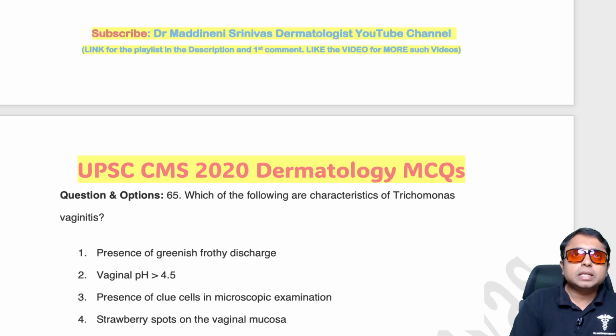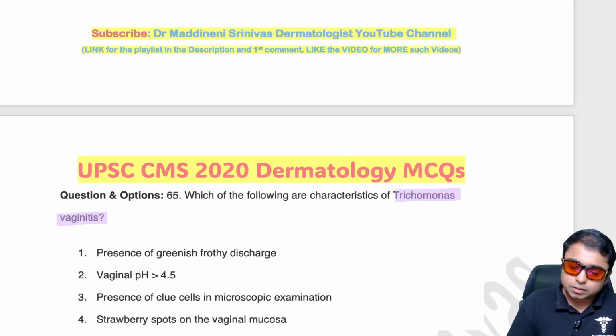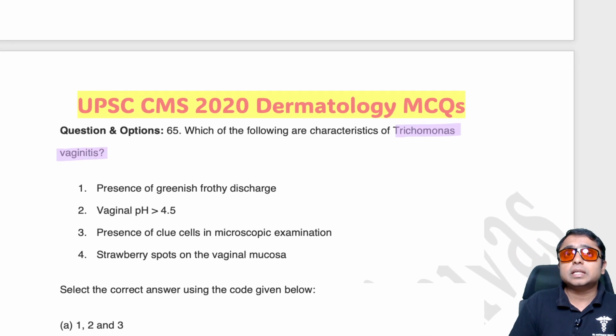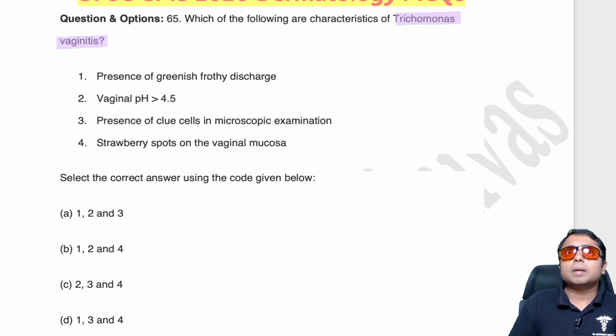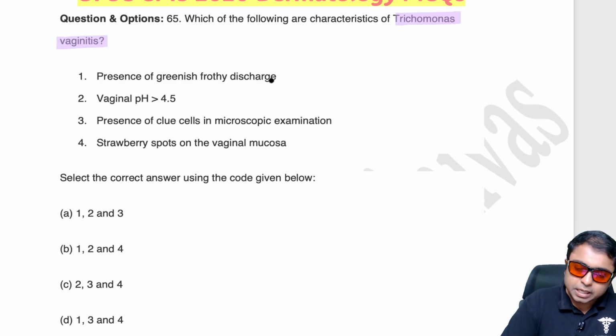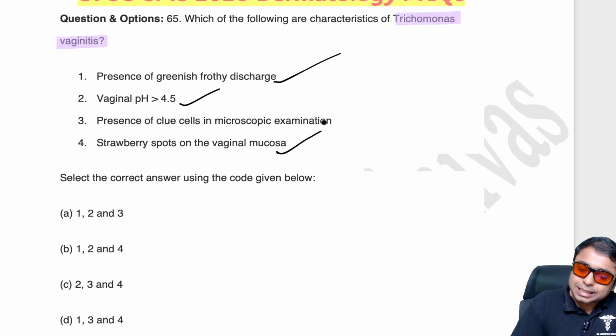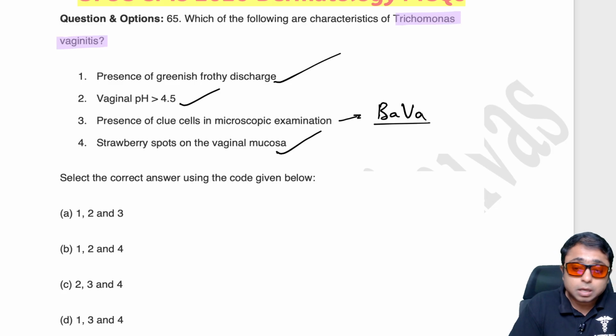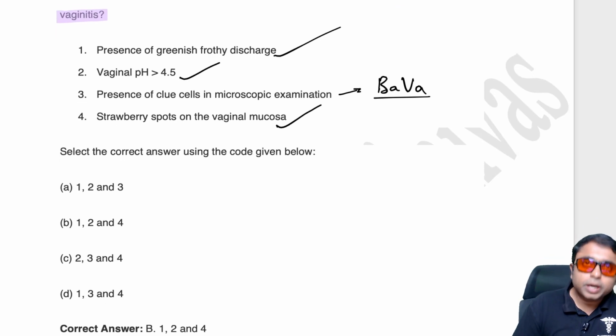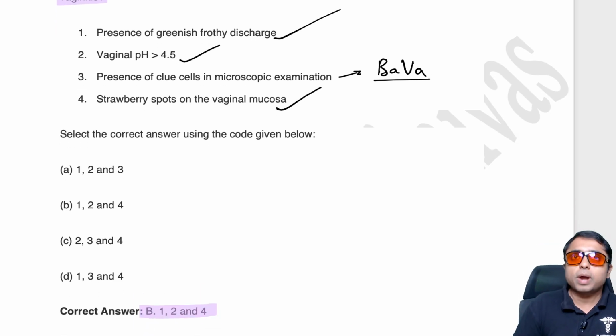Next question is related to OBG and also STD dermatology. Trichomonas vaginitis. Which of the following are the characteristic features of Trichomonas vaginitis? You need to identify among the list. So presence of the greenish frothy discharge, absolutely correct. Vaginal pH is more than 4.5, absolutely correct. Strawberry spots on the vaginal mucosa and also over the cervix. Strawberry cervix is also a feature of Trichomonas. Presence of the clue cells in the microscopic examination is a feature of bacterial vaginosis but not trichomoniasis. So except for the 3, you can mark the rest of the other options, that is 1, 2 and 4.